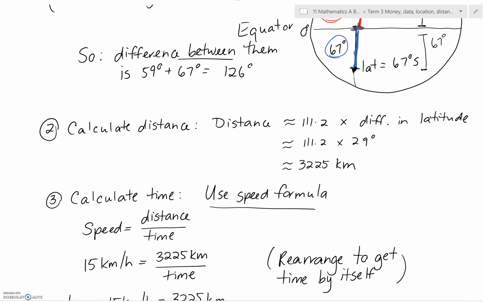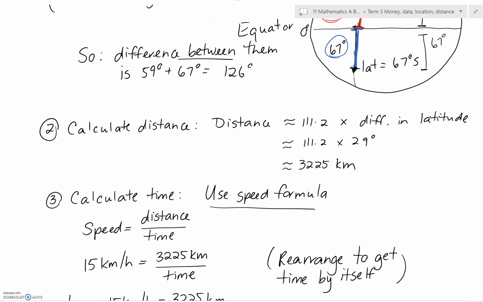So once we've got the difference in our latitude, we can use that little formula I gave you before to calculate it. So the distance between them is 111.2 times the difference in latitude, because they're exactly the same longitude, so we don't need to worry about that. So using that, 3225 kilometers is the distance between those two places.